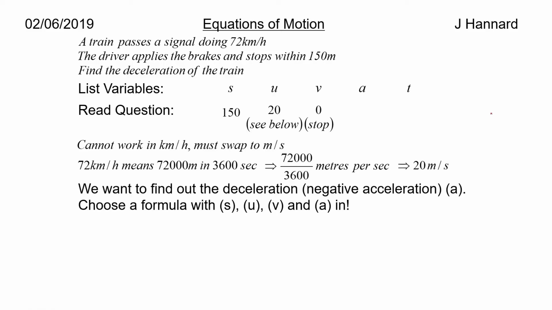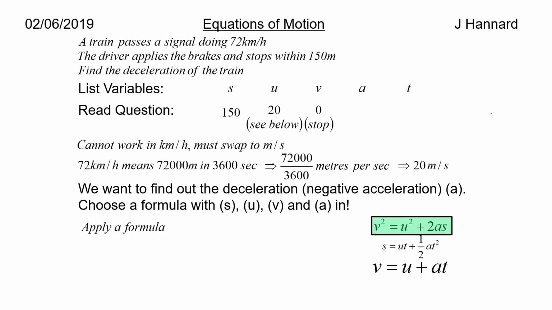We want to find out the deceleration. Choose a formula with S, U, V, and A. So we don't even want to think about time this time. So v squared equals u squared plus 2as, s equals ut plus a half at squared, v equals u plus at. Which one of those formulas do you think that we're going to be choosing? Well done to anybody who thought this one. V squared equals u squared plus 2as.